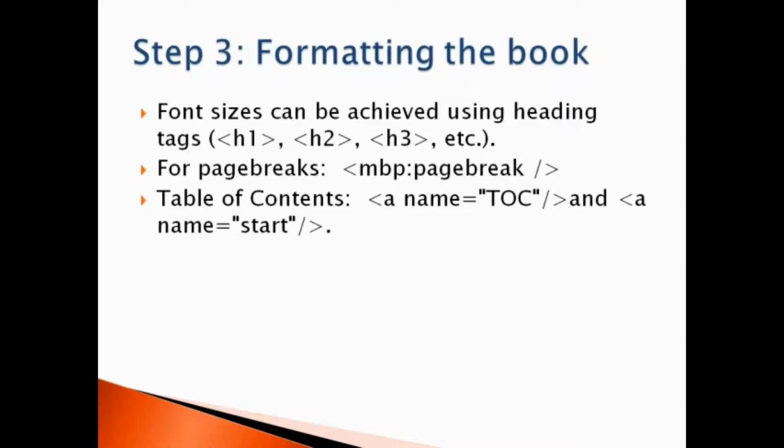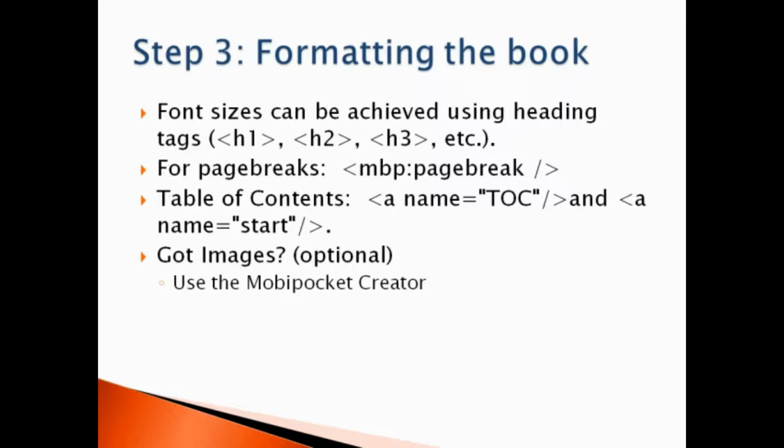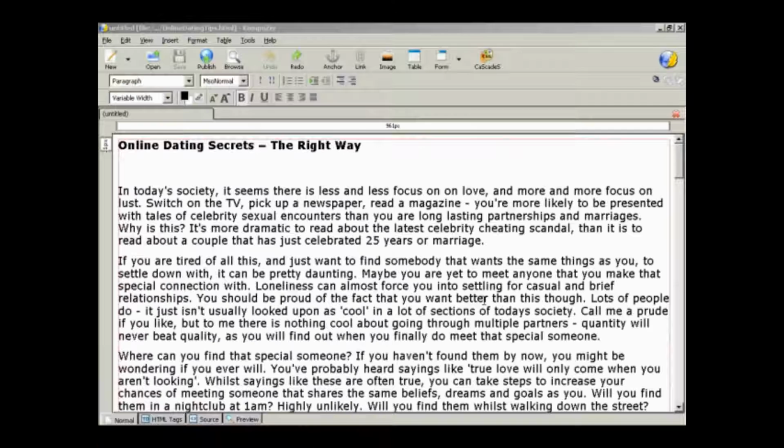Table of contents. To tell Amazon Kindle where your table of contents is, you want to have the specific tag in front of it. Now, if you have images within your ebook, which is optional, you don't have to have images, then you're going to need to use a program called Mobi Pocket Creator, and I'm going to show you all of this in just a minute.